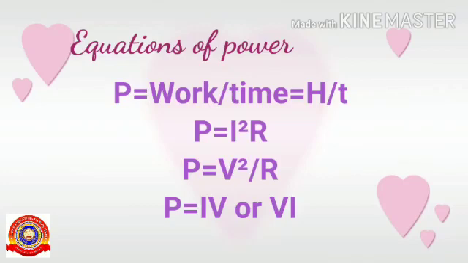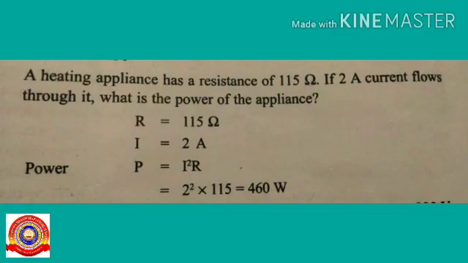Next one is a problem for finding power. Let's see the question. A heating appliance has a resistance of 115 ohm. If 2 ampere current flows through it, what is the power of the appliance? Which are the data given here? 115 ohm, that is the resistance, and the current flowing through it is 2 ampere. And here we have to find out the power.